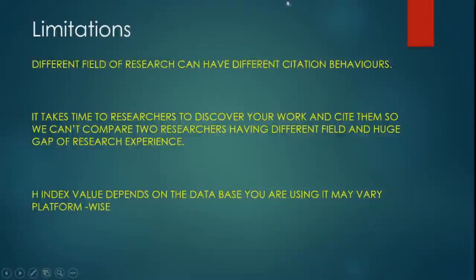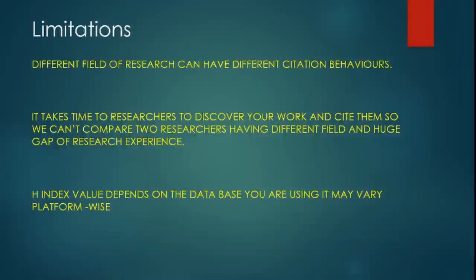There are some limitations of this. Different fields of research can have different citation patterns. As we discussed, Google Scholar may give a different h-index, Scopus may give a different h-index, and Web of Science may give a different h-index. So this varies from one platform to another. It depends on the number of citations they are considering.